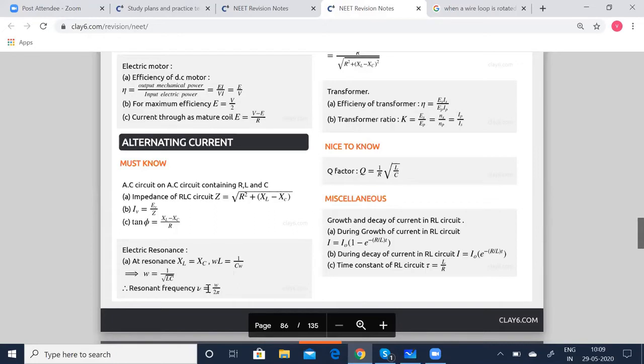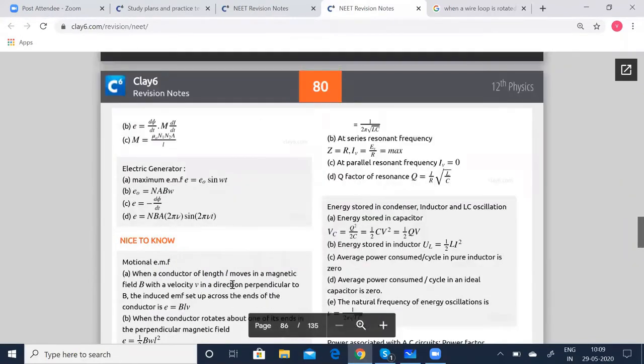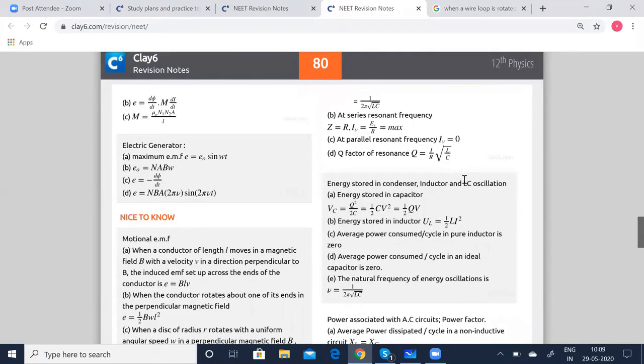So resonant frequency is given by, you know, omega is 2 pi nu. So the resonant frequency nu is equal to omega by 2 pi, which is equal to 1 by 2 pi root of LC. At resonant frequency, Z is equal to R. Remember children, Z is equal to R. I_V is equal to E_V by R, which is equal to maximum. At parallel resonant frequency, I_V is equal to 0. Q factor for resonance, Q is equal to 1 by R root of L by C. This is very, very important.